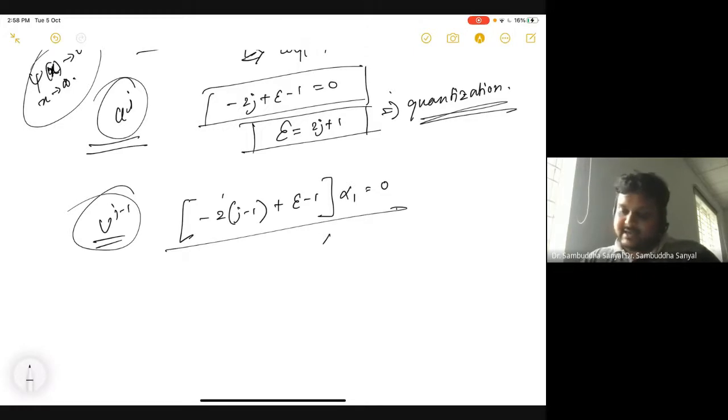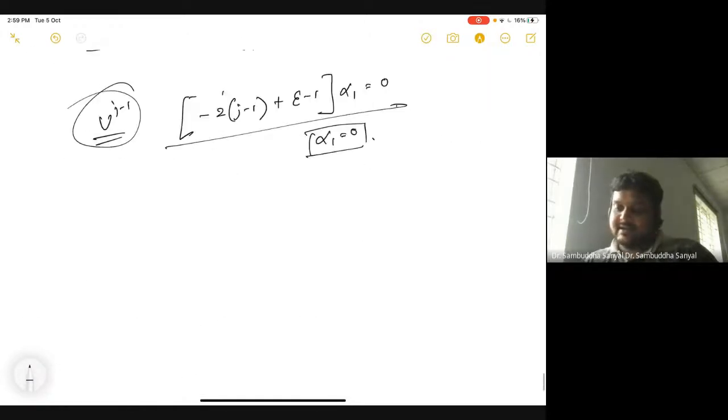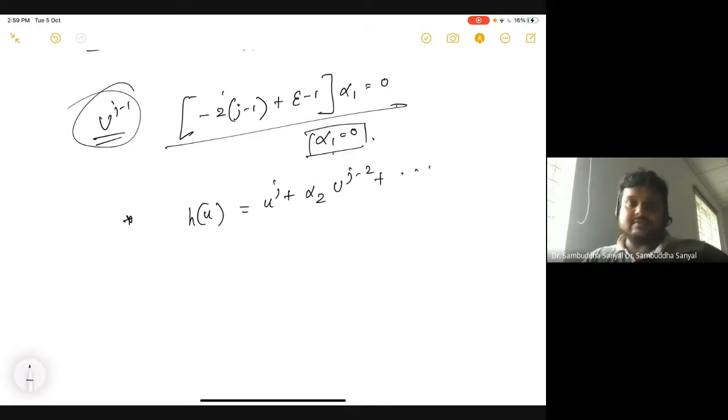Using the previous condition, it tells you alpha 1 is 0. So this is the point which emerges from here immediately, just by the order of this equation. I'll do it a little more systematically in a moment. And there is another thing to notice: now that alpha 1 is 0, h(u) must be of this form, u^j, alpha 2 u^(j-2), and so on. And we will see immediately the orders go down by two.